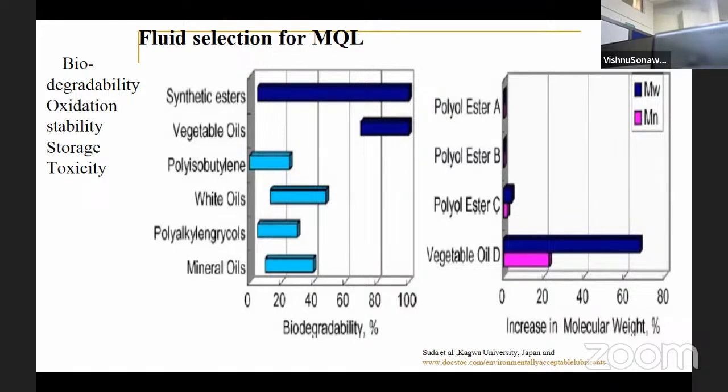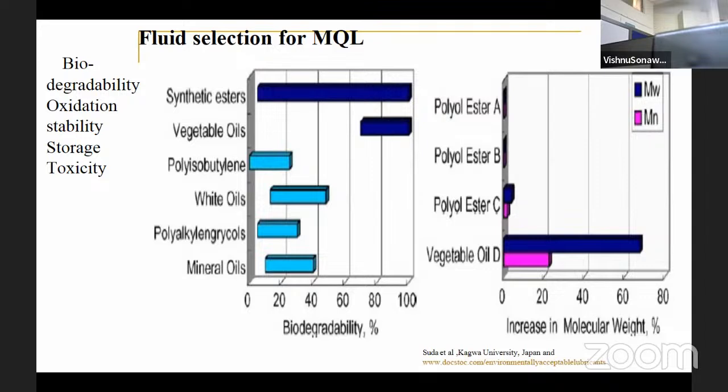This is biodegradability. What is meant by biodegradable? You know very well, but in one sentence, if there are any harmful components, they will be broken down, and the harmful effect of the component will be broken down, and hence it is called biodegradability. And here the oxidation will not take place, the stability will be maintained, and there is no toxicity. These are the various types of lubricants used in minimum quantity lubrication.